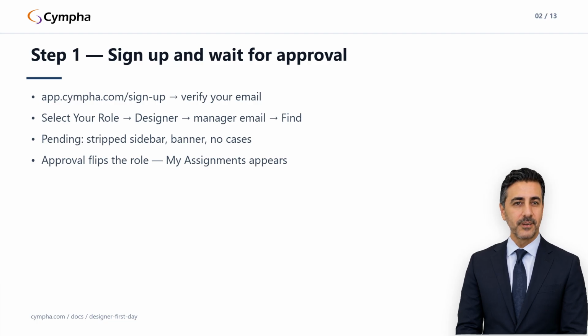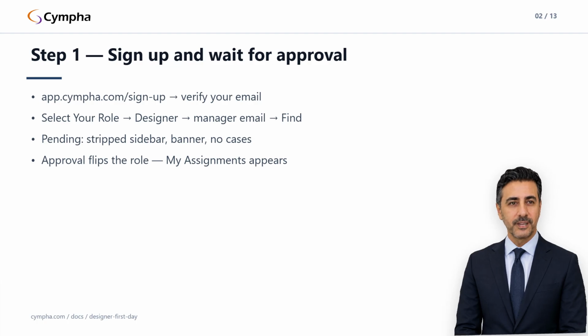Step 2 is the piece of software that makes the whole arrangement work, the Cympha Agent Manager. It moves files between Cympha, the web app where customers upload and approvals happen, and your desktop where you actually design. Open the Downloads page at app.cympha.com and click Download for Windows under the Cympha Agent Manager card. Run the installer. The defaults are fine.